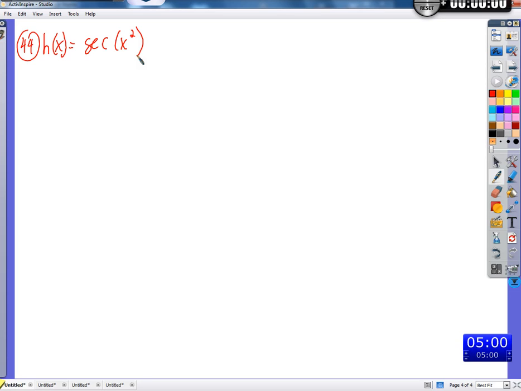Secant. Just the secant, right? We're just taking the secant of something. So we won't even worry about what's inside of that. We'll just start taking the derivative. The derivative of secant is secant tangent. So h prime starts with secant of this thing times the tangent of this thing.